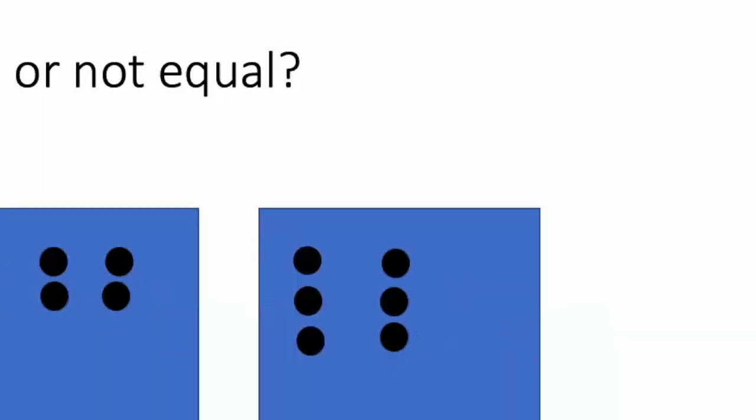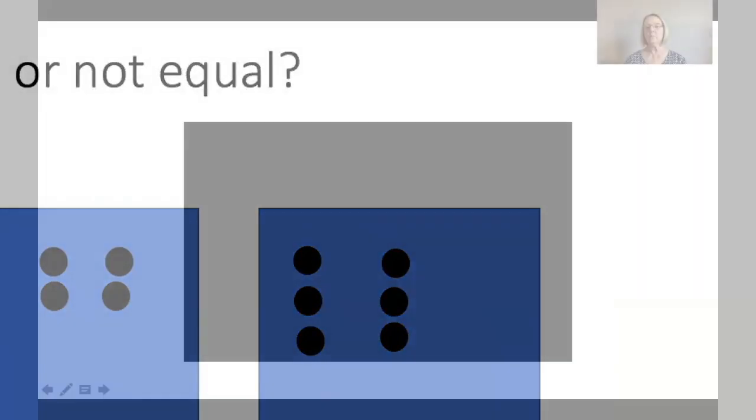All right, another one. We see 2 plus 2 plus 2. We have doubles plus 2, which equals 6. Here we have 3 plus 3, which is doubles, and they equal 6. Are both boxes equal? Yes, they are equal. Good job, boys and girls.